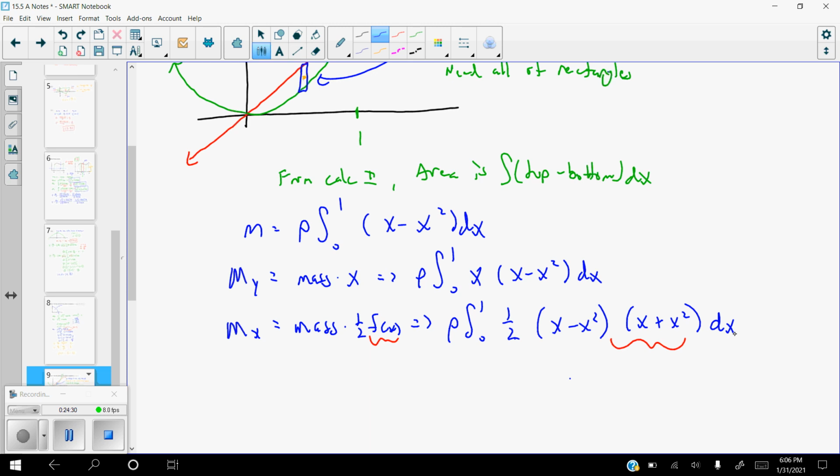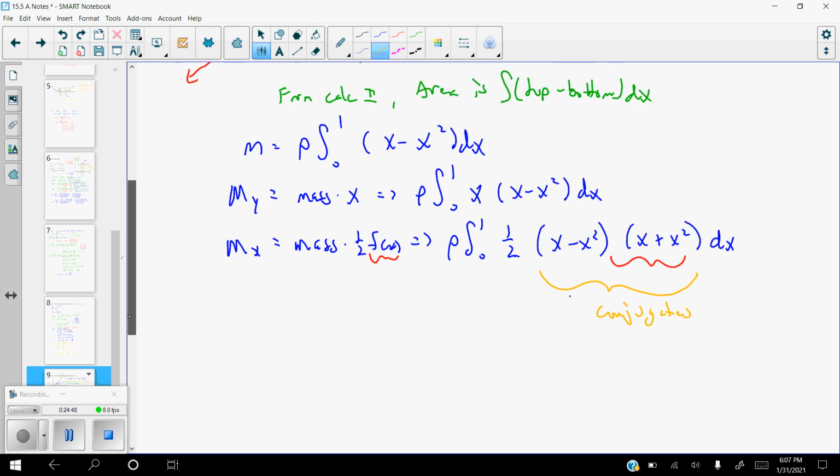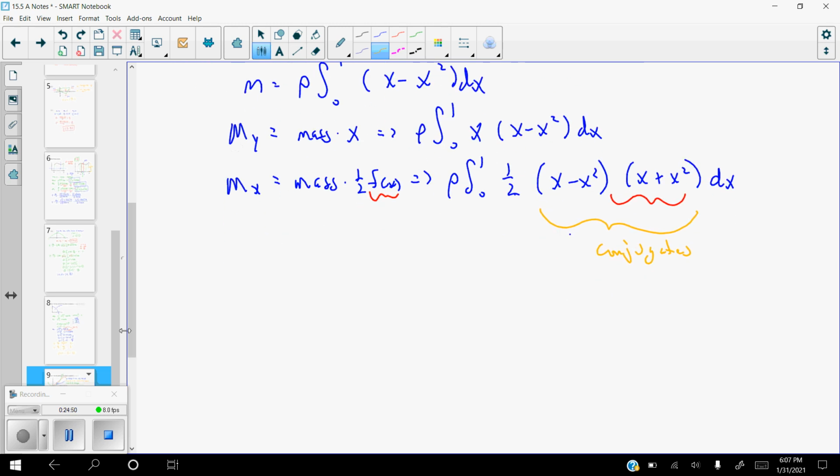The nice part about that is these two things are conjugates. So when you actually go to FOIL that stuff out, because that's what you're going to need to do, you're just going to get the first times the first and the last times the last with the difference in between. Makes it quite a bit easier. So the math there actually ends up being quite simple to do as far as the integration.